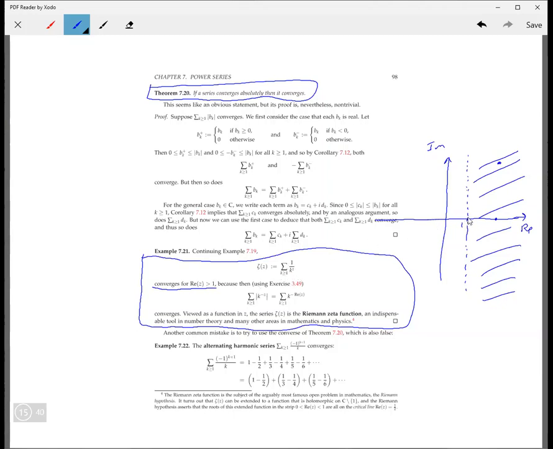If you're at 1, it diverges, right? Because you're putting a 1 in right here, that diverges. And if you're over here at 0, then of course it's going to diverge. It's going to be 1s added together. Okay, so it converges only over here, but on this line here, it doesn't. It diverges, and then everywhere over here it diverges.